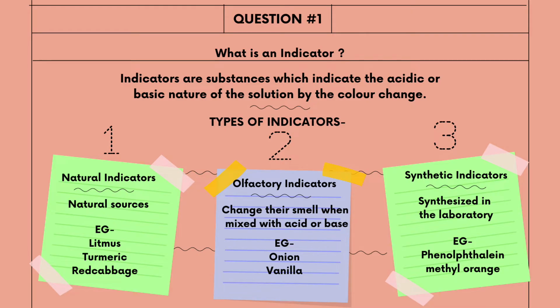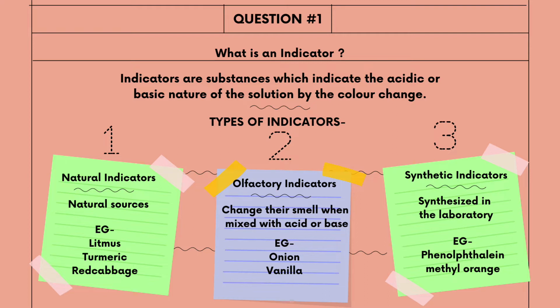What is an indicator? Indicators are substances which indicate the acidic or basic nature of the solution by the color change. There are many types of indicators, but some common types are natural indicators, olfactory indicators, and synthetic indicators. Indicators obtained from natural sources are called natural indicators.